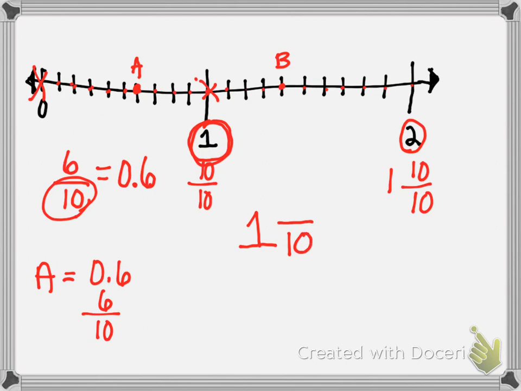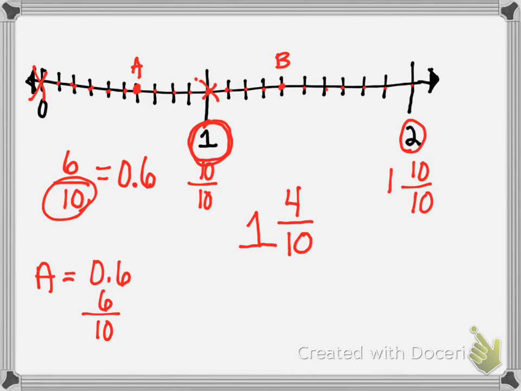And point B is at what part? Do not start counting at 1. 1, 2, 3, 4. So point B is at 4. This becomes 1 and 4 tenths. That's our mixed number. But what is 1 and 4 tenths equal to as a decimal?